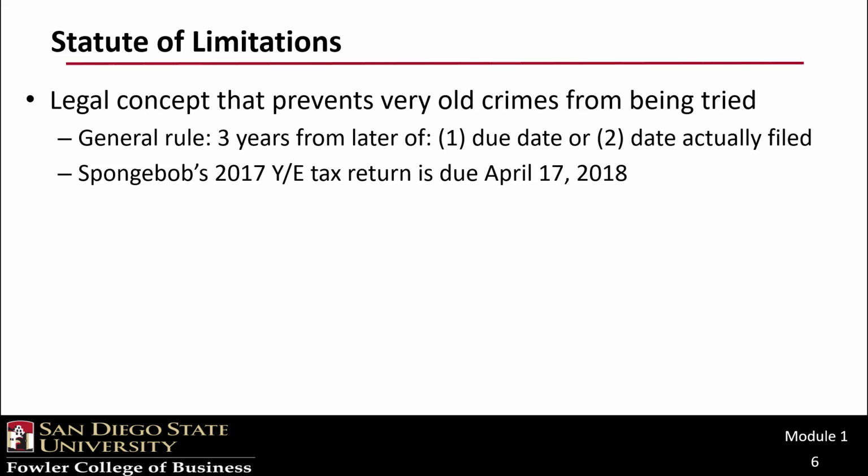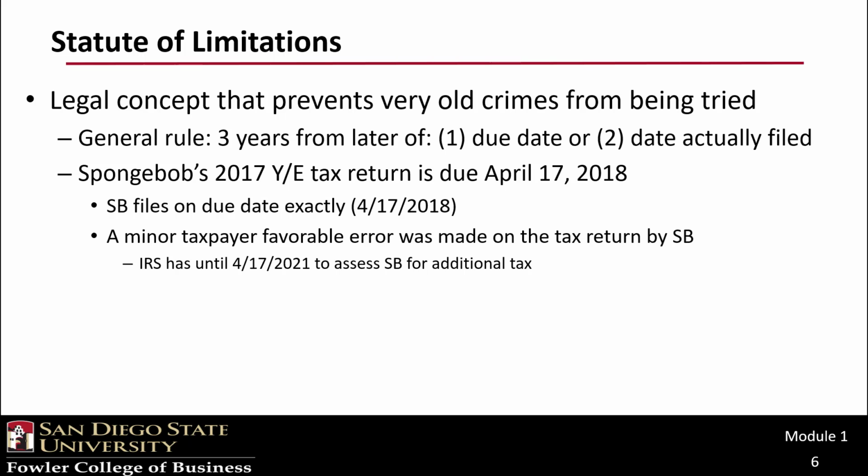So, for example, SpongeBob's 2017 tax return is due on April 17, 2018. So SpongeBob files it on the exact due date. He discovers a minor taxpayer favorable error that was made on the tax return by SpongeBob. The IRS would have until 4/17/2021, 3 years later, to assess SpongeBob for additional tax.